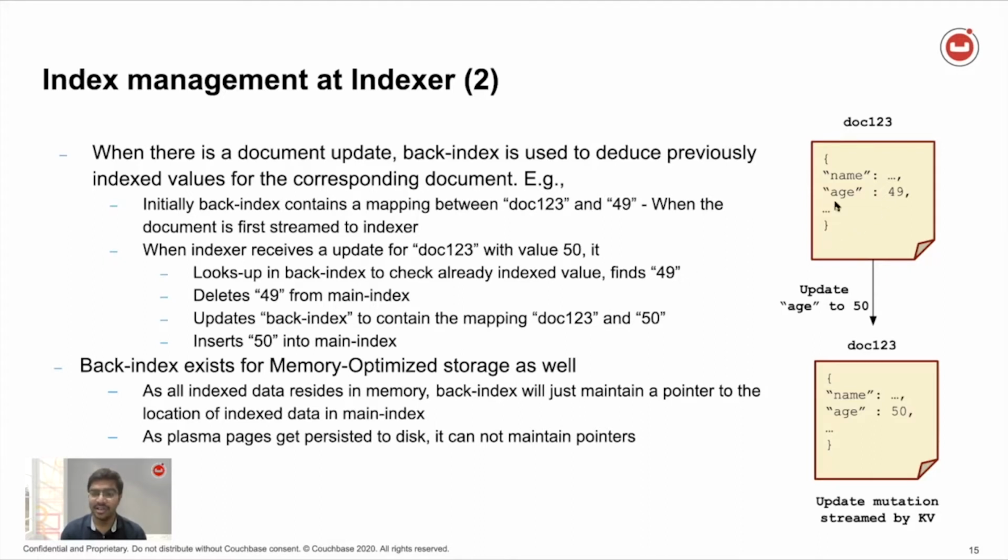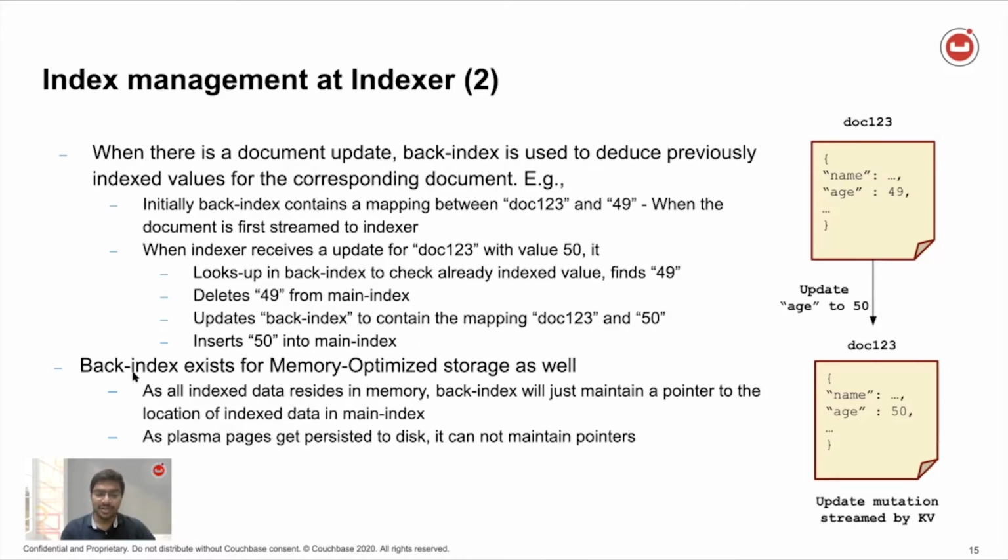In this case, if an index is created on the age field, when it is first streamed, it would insert doc123 and 49 in the back index. When this document is updated, it would check that the value 49 is already present in the back index. It would delete this value from the main index. It updates back index to contain the mapping between doc123 and 50, the new value that is sent with the document, and then it inserts 50 into the main index.